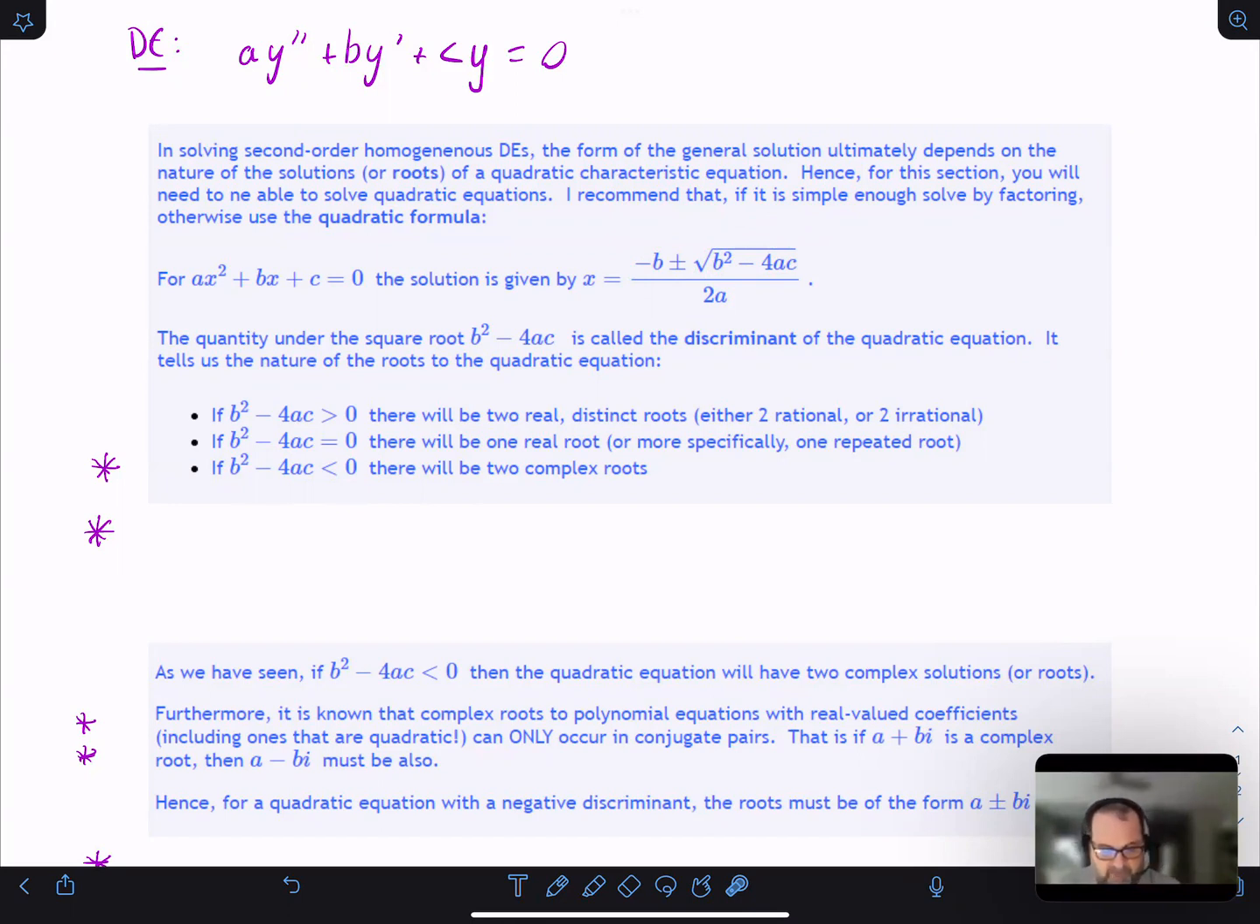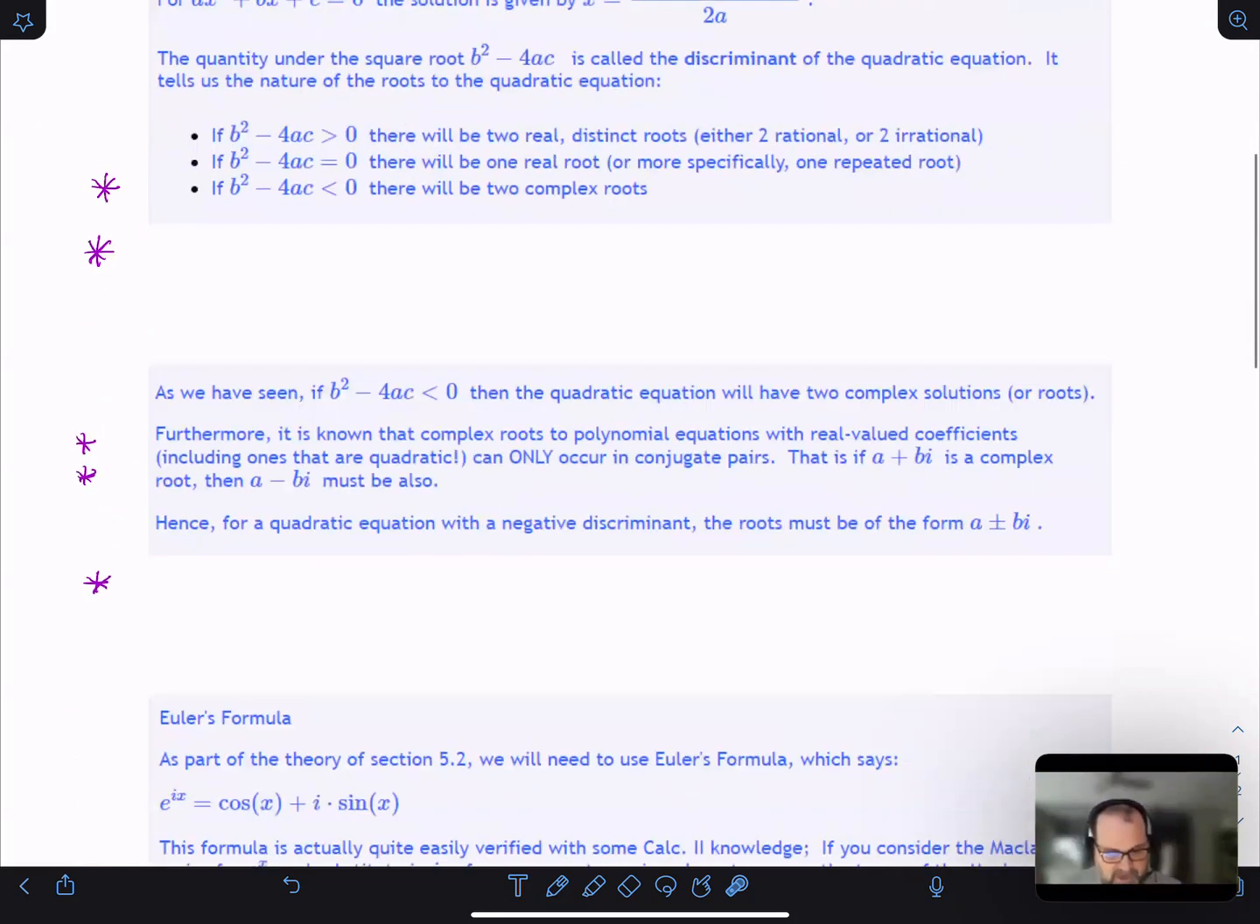But we want to be able to recognize these cases. So a couple of examples on my open math to try about that. And there's a second one to try. And then let's talk a little bit about the complex case. If b squared minus 4ac is less than 0, we end up with 2 complex solutions.